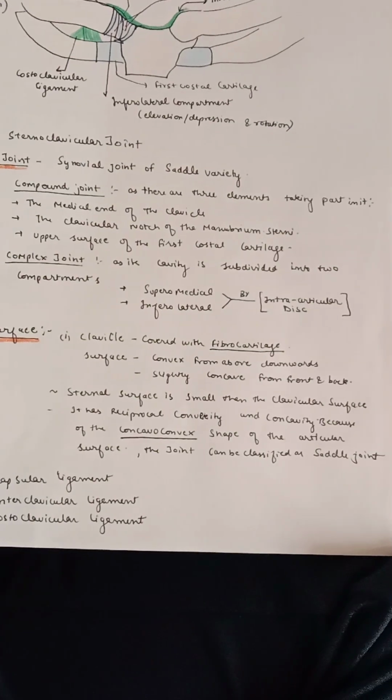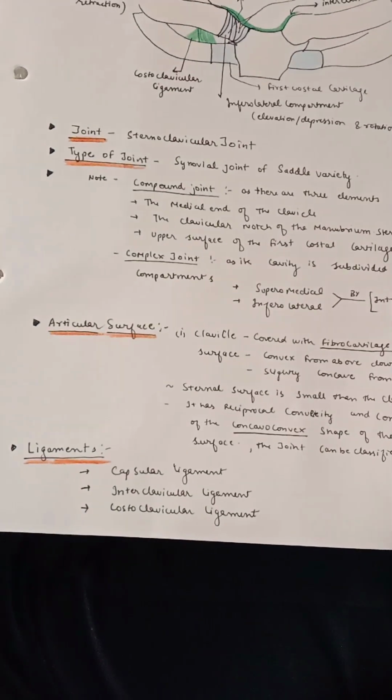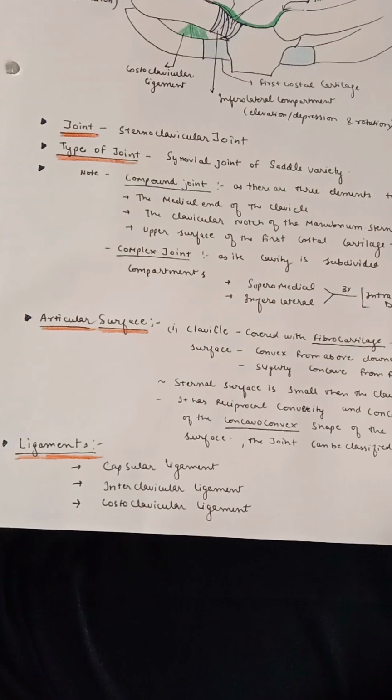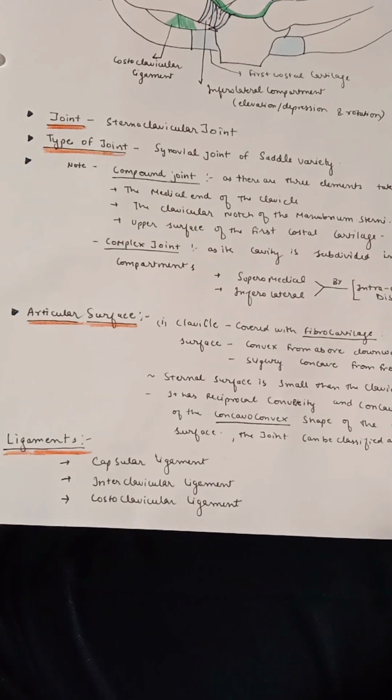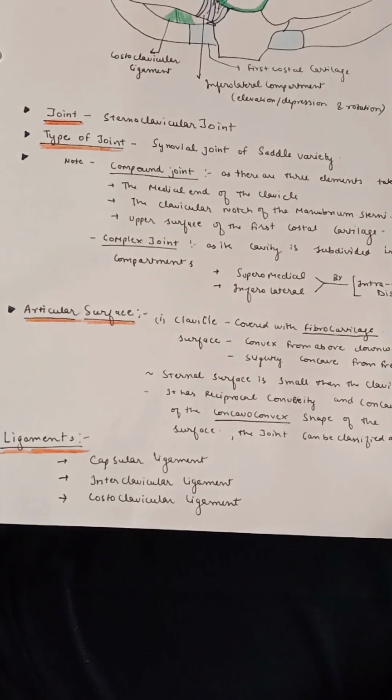The joint can be classified as a saddle joint. And we have three types of ligaments: capsular ligament, interclavicular ligament, and costoclavicular ligament.